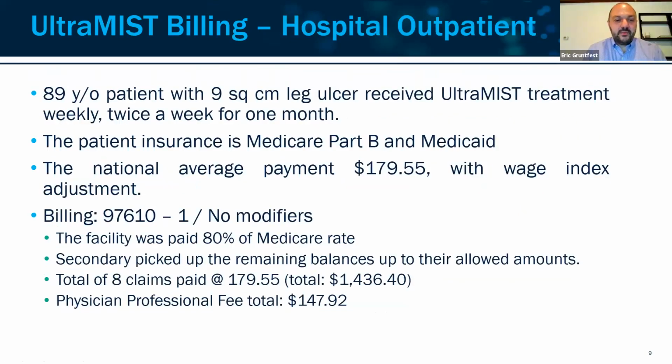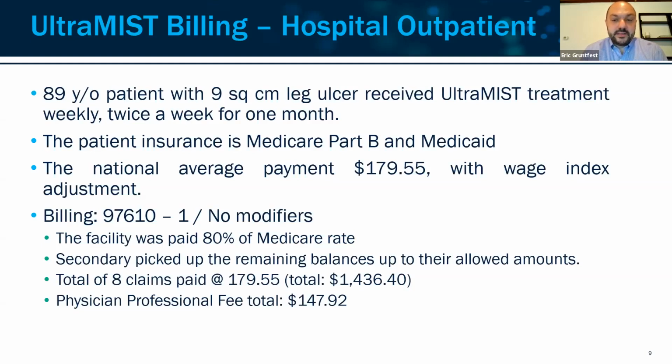In this next example, we have a patient that was treated in the hospital outpatient setting. This was an 89-year-old patient with a leg ulcer that received UltraMIST treatment for a month. In this case, it was done twice a week. The patient insurance had 100% coverage, meaning the patient had no copay or coinsurance or any out-of-pocket costs.